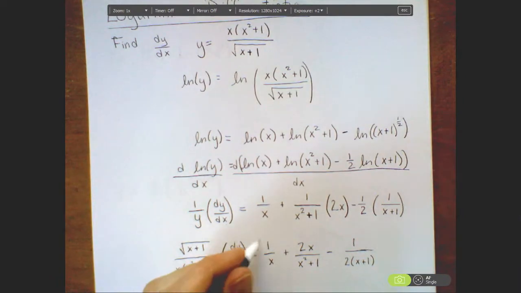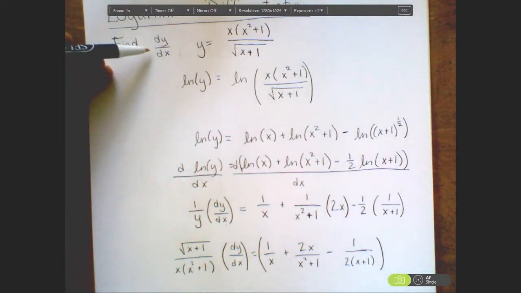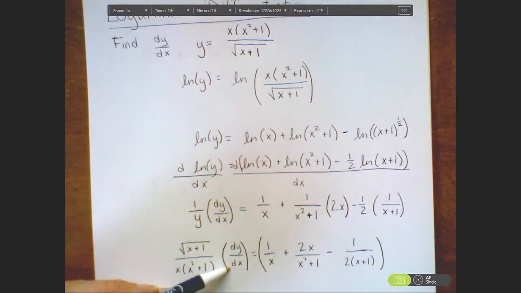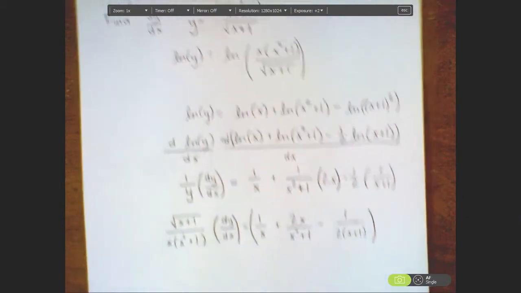But now we're almost done. What are we trying to find? We were asked to find dy dx. We have a dy dx, but we're going to have to divide both sides by this to be able to get dy dx by itself.